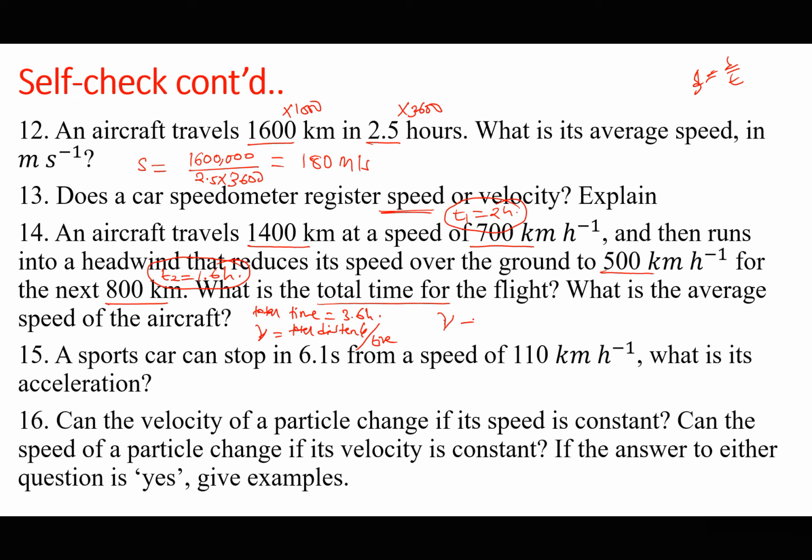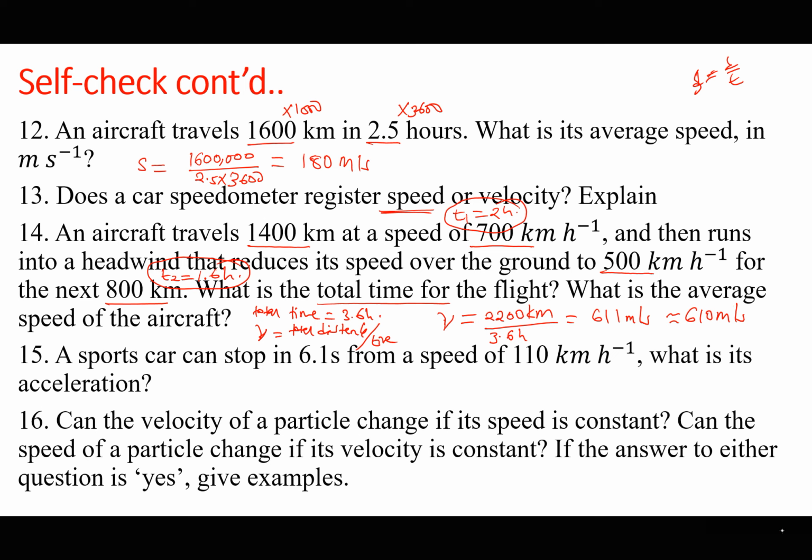So total distance is going to be 1,400 plus 800, which is 2,200 kilometers, divided by the total time, which is 3.6 hours. So 2,200 divided by 3.6 is 611 meters per second, or approximately 610 meters per second, as the average speed of the aircraft.